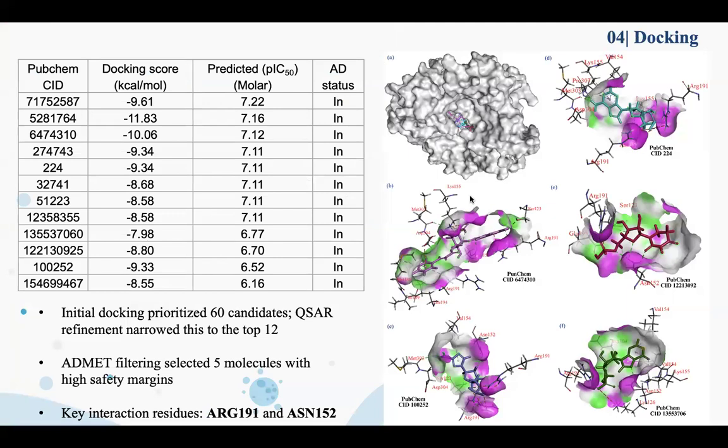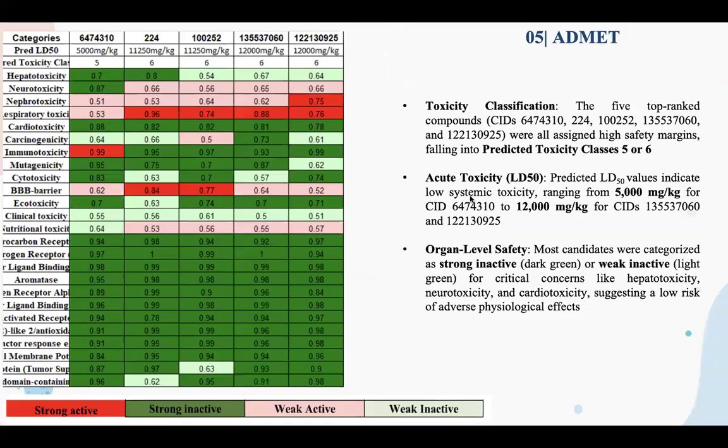From our initial screening, we narrowed the field to the top 12 ligands. We then subjected these to rigorous ADMET testing. 5 molecules stood out with a favorable safety profile, falling into toxicity class 5 and 6, which indicates low systemic toxicity. These molecules primarily interact with residues ARG191 and ASN152, which are critical anchors within the protein's binding pocket.